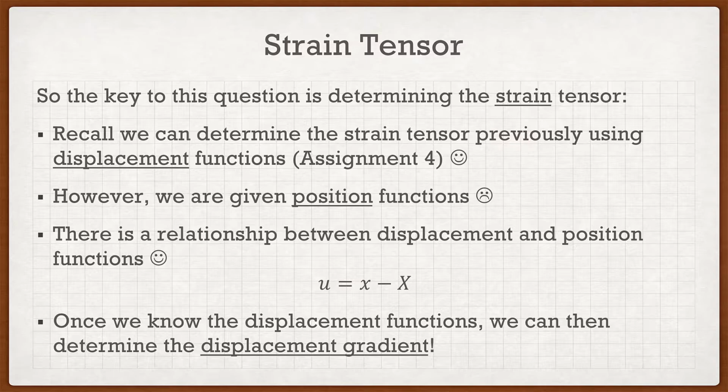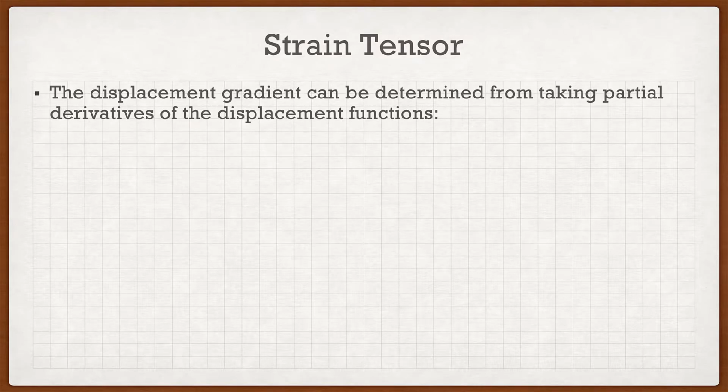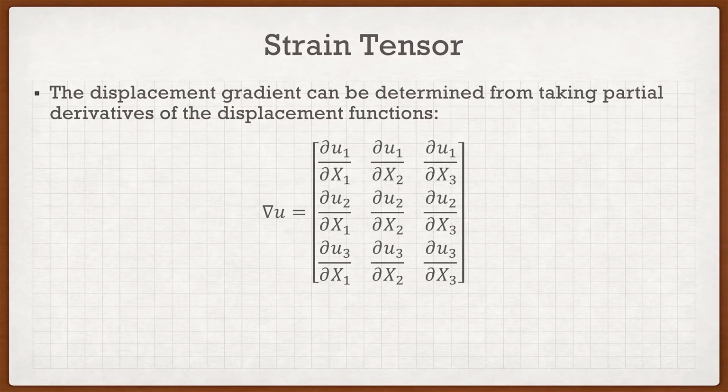So once we know these displacement functions, then we can do something special by finding something called the displacement gradient, which is the true key to finding the strain tensor. So displacement gradient can be determined by taking all those partial derivatives of the displacement functions. So you're saying, wait, what was that, Clayton? I kind of forgot what that is. Well, that's this, where nabla u, or the displacement gradient, is equal to the partial derivatives of all the displacement functions. So if we look at that first row, it's going to be the partial derivatives of the displacement function u1 with respect to x1, and then with respect to x2, and then with respect to x3, and so on for displacement function 2 and displacement function 3.